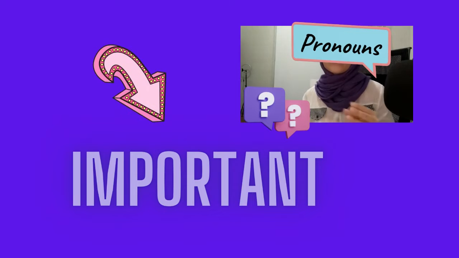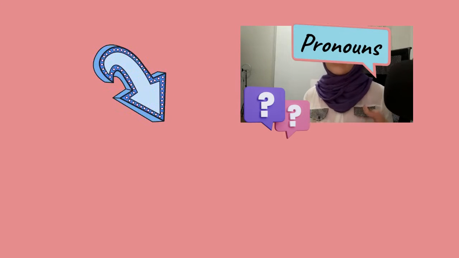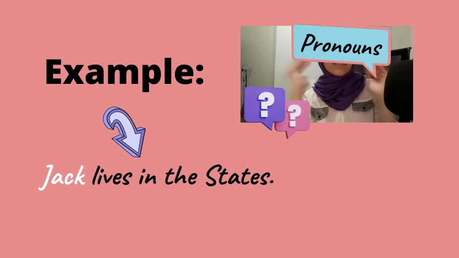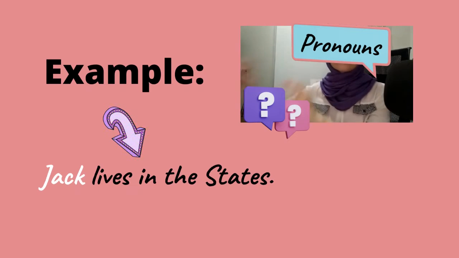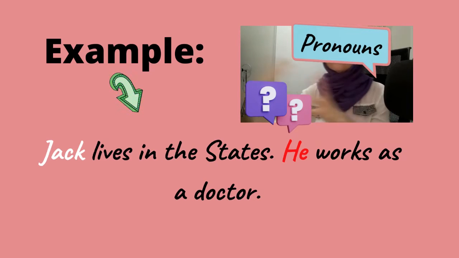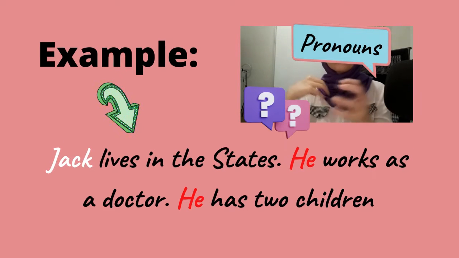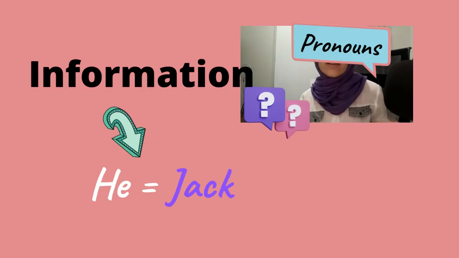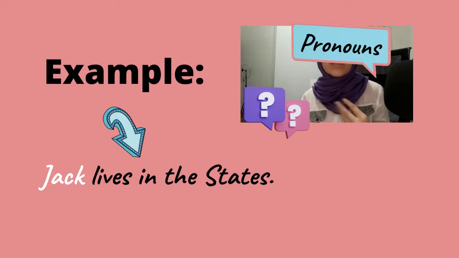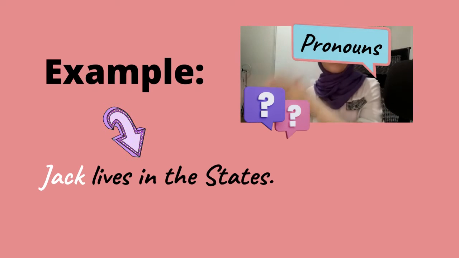Why? Say, for example, you are talking about someone. So if you say, Jack lives in the state, this is a sentence. The second sentence, maybe you want to add more information about Jack. So you can't be repeating the word Jack over and over and over. So what do you need to do? You need to use pronoun, which is he. He lives in maybe somewhere, or he works as a doctor, or he has 2 children, or things like that. Use of he is replacing the proper noun Jack. That is why pronouns are important to be used because they replace the proper noun.